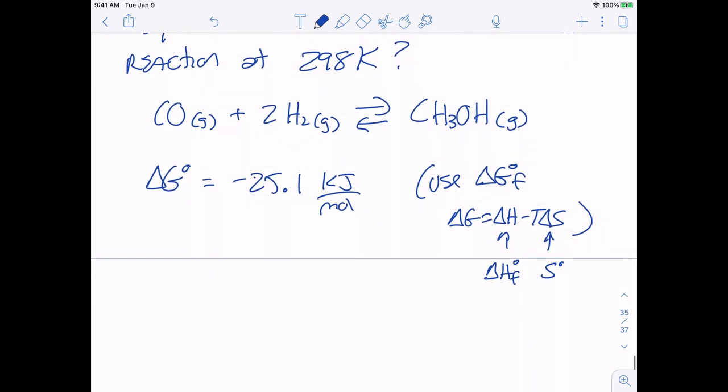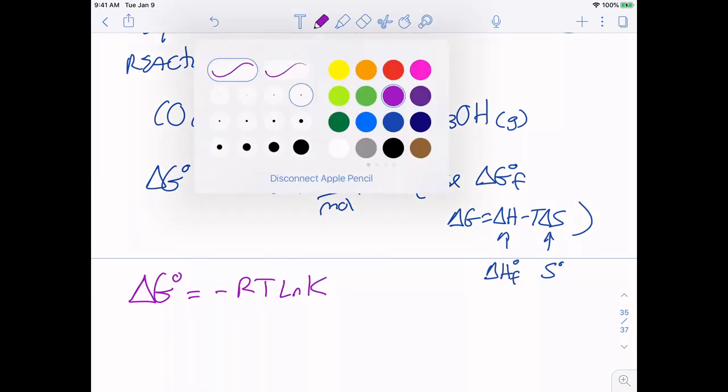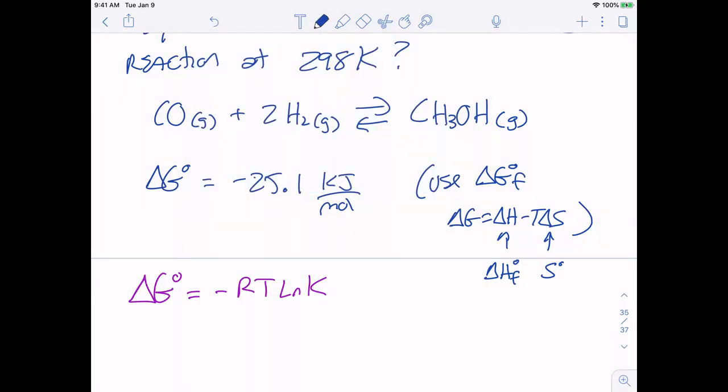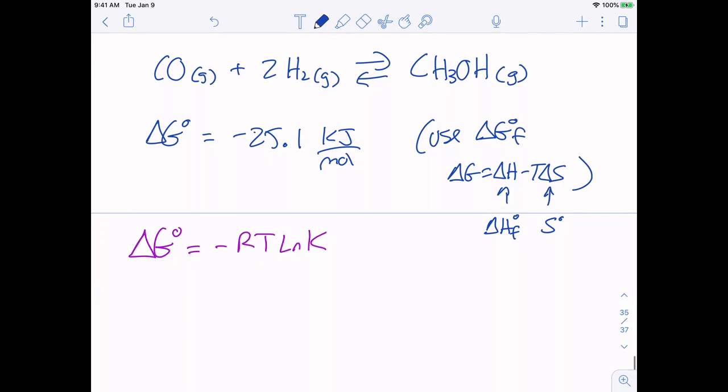Our equation: delta G naught is equal to negative RT times the natural log of K. K is what we're solving for in this problem. That equation is on the back of your periodic table, as is your gas constant, but again, make sure you take the correct value. We're solving for energy, so we want the one that's in terms of energy. The units on that are joules per mole Kelvin.